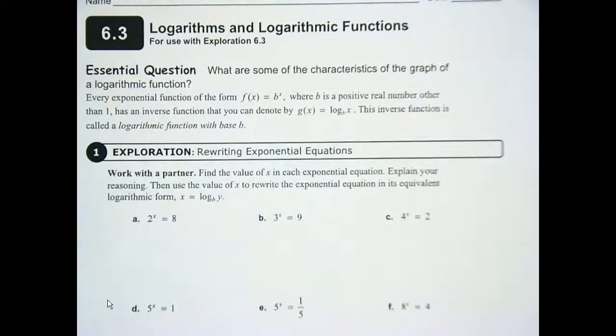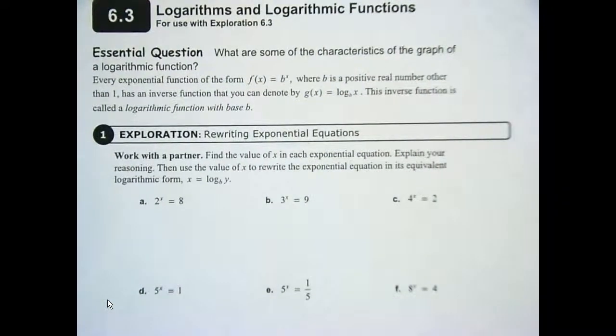So 6-3, logs and log functions. What I want you to do is exploration number 1 with your groupies right now, please. Make sure you read the essential question and this information up above to help you out.